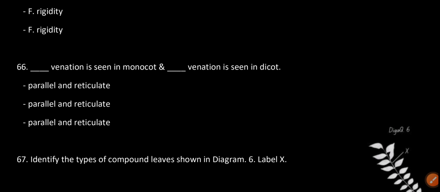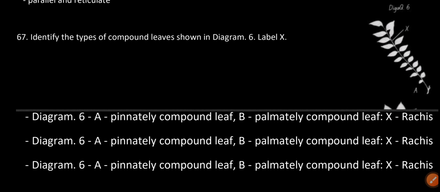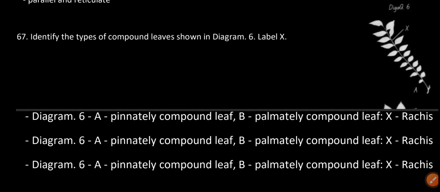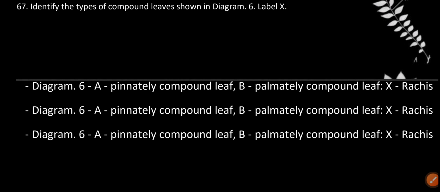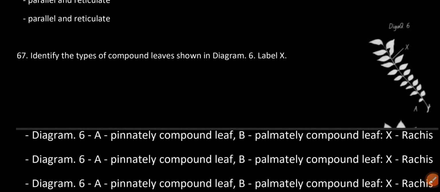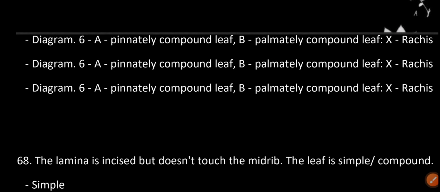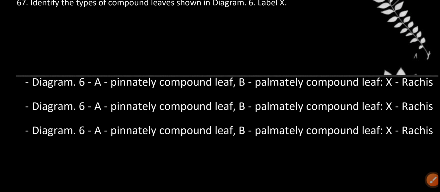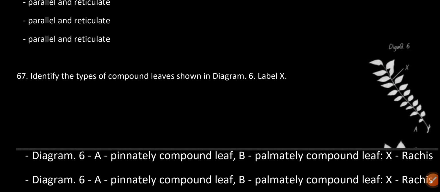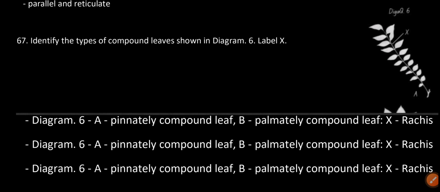Parallel venation is seen in monocot and reticulate venation is seen in dicot. Identify the type of compound leaves shown in diagram 6. 6A is pinnately compound leaf and B is palmately compound leaf. Label X: X is rachis.